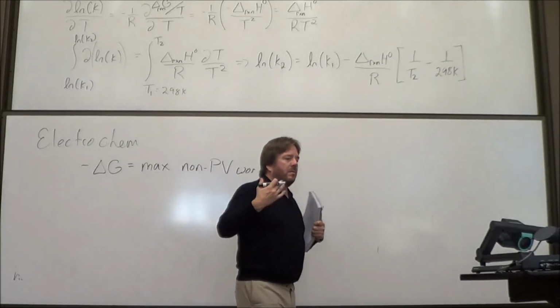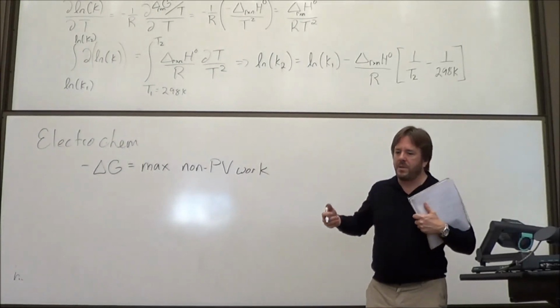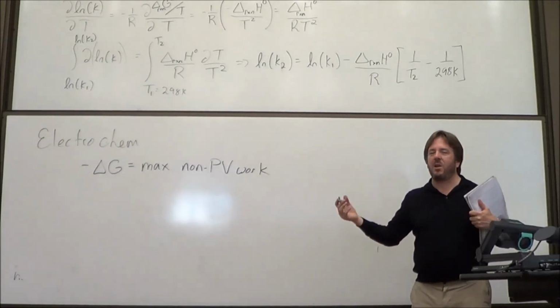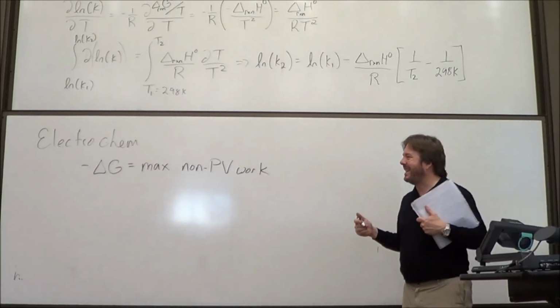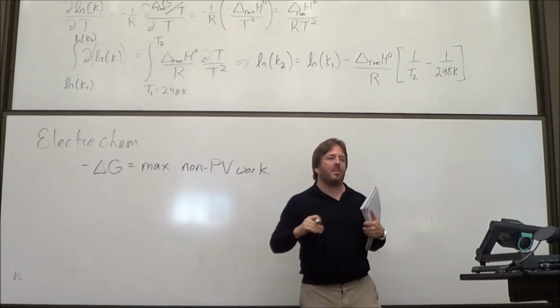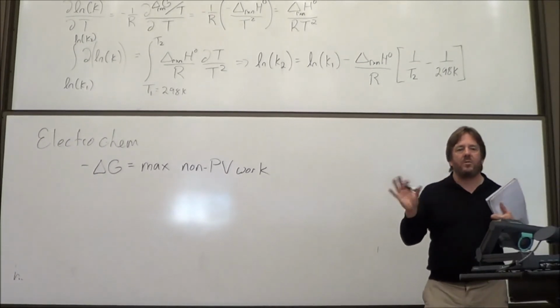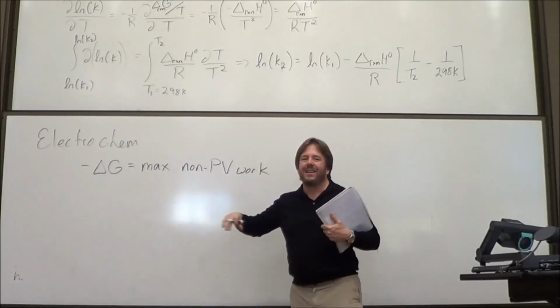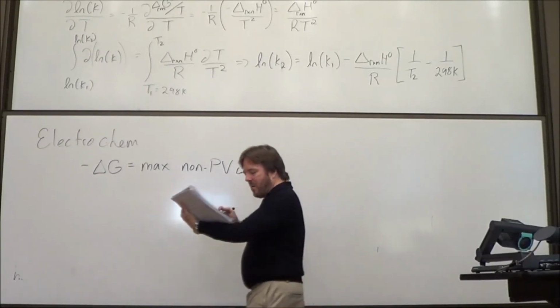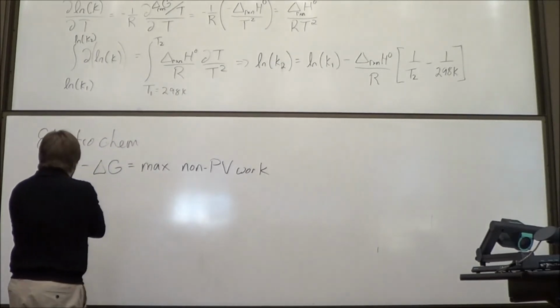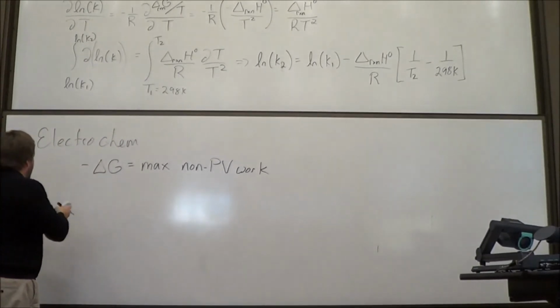Given that I'm going to power a little slot car, except human size, with electricity, that would be an example of non-PV work. So that's why I'm going to use delta G for everything. Besides, constant temperature, constant pressure, right? So, multiple reasons.